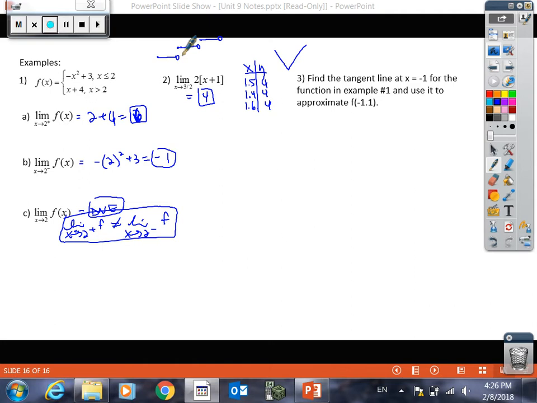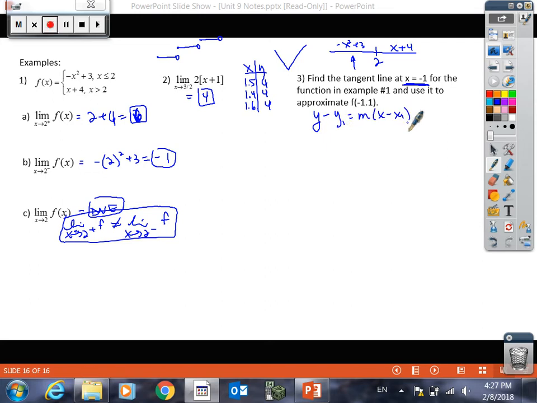All right, let's look at this last example. We're going to find the tangent line at x equals -1 for that function in example 1. So let's remind ourselves. We split at 2. To the left of 2, we're -x squared plus 3, and to the right of 2, we're x plus 4. Now, if I'm going to look at a tangent line at -1, I would need to go to this side. I would need to worry about that piece of the piecewise function to gather that information. So yes, we get to use my favorite equation of the line, y minus y1 equals m times x minus x1.